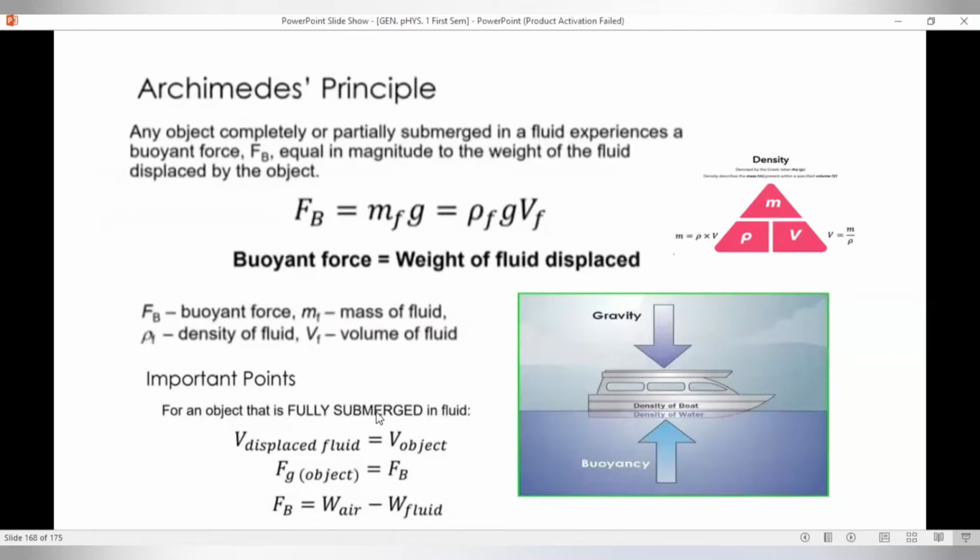Always remember that the volume of the displaced fluid is equal to the volume of the object. For instance, the volume of this boat is equal to the displaced fluid nung si boat ay pumunta sa sea. Okay? Mathematically expressed as force of gravity is equal to the buoyant force. And sometimes we can also calculate buoyant force as weight in air minus weight in fluid. Okay? Let's proceed to our solving problem and exercises.